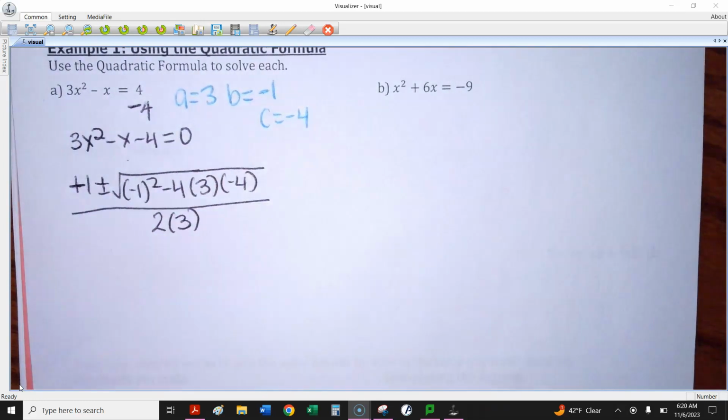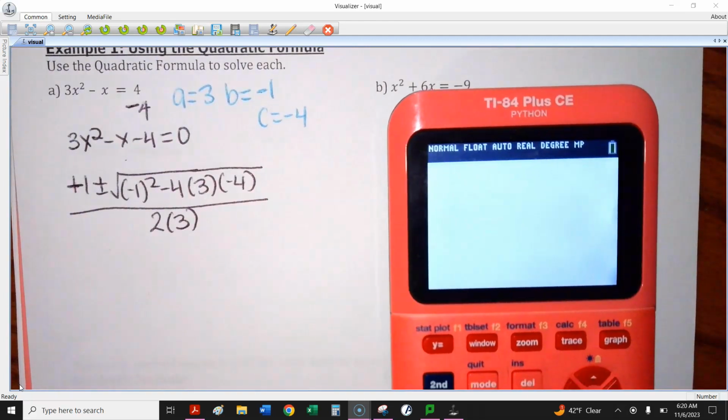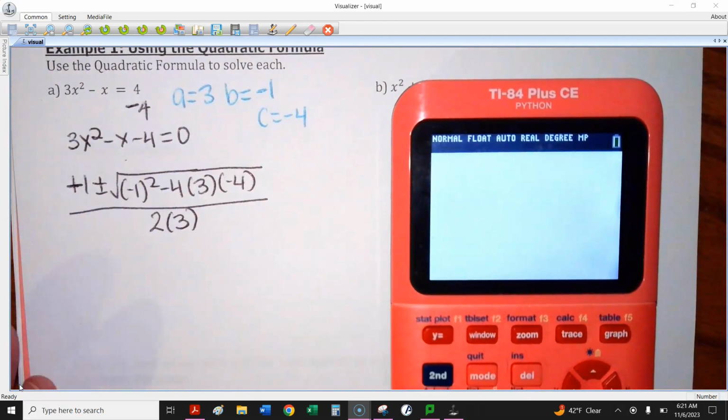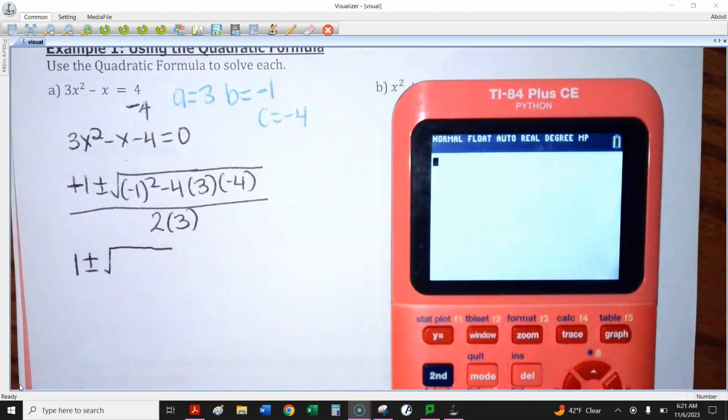Now, however you want to do this, I usually do it in a couple of steps. If you want to grab your calculator to help you, you can, or not, you don't have to. I'm going to grab mine here real quick and lay it up here for you to see. What I normally do is keep the outside for a second. I'm not going to type the square root, just what's under the square root. So I have negative 1, in parentheses, and the squared on the outside.